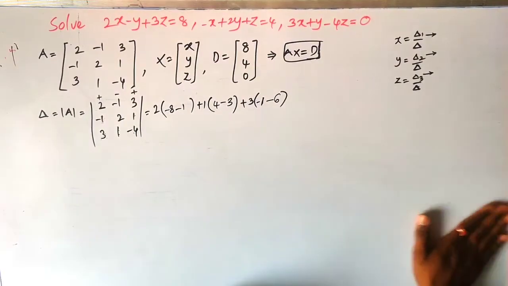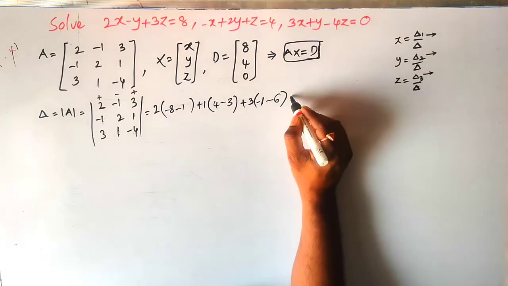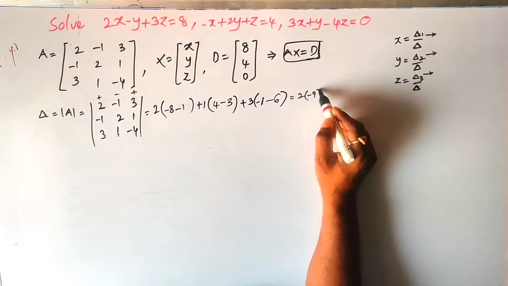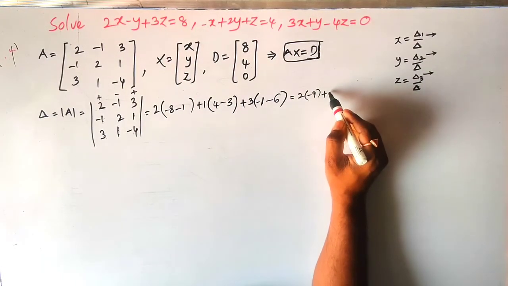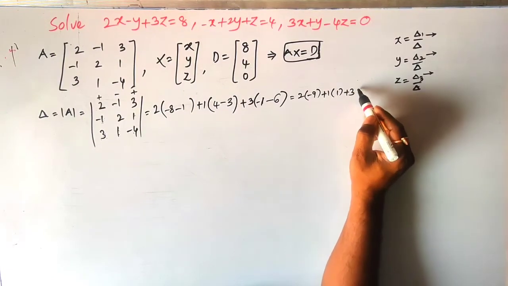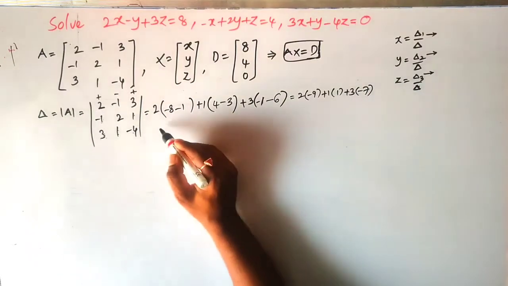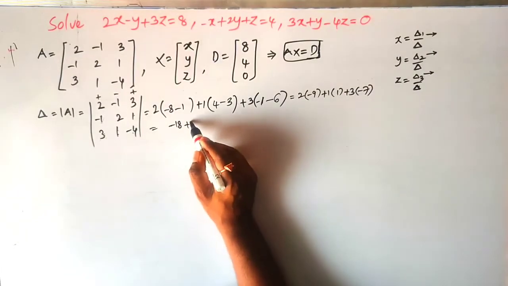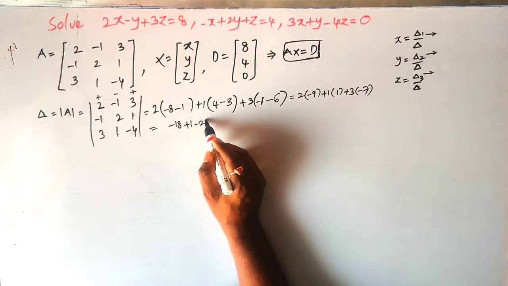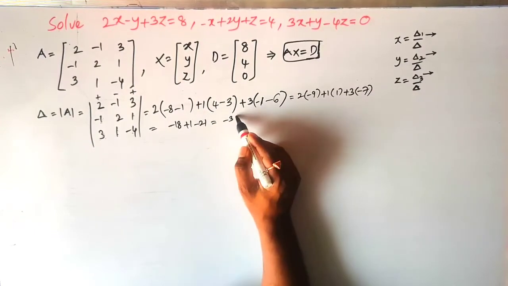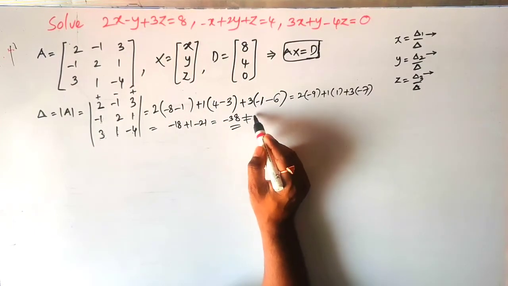Now we get 2 of minus 9 plus 1 of 1 plus 3 of minus 7. So we get minus 18 plus 1 minus 21, so minus 39 plus 1, minus 38 we get here. So this is not equal to 0.